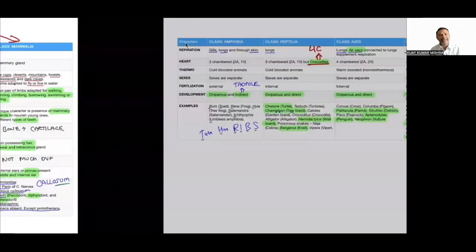So this is how we are completing this particular chapter. We were very fast, but you have to learn all this. You have to make this table, you have to make it count, and you have to learn them very well for your NEET exam.